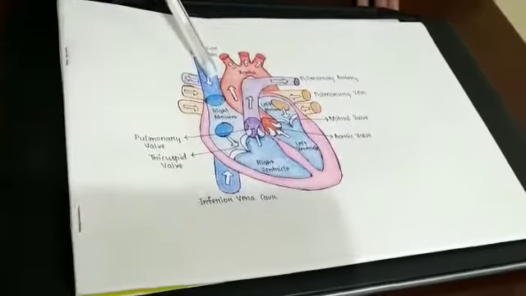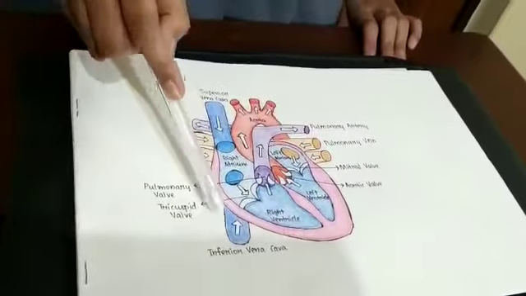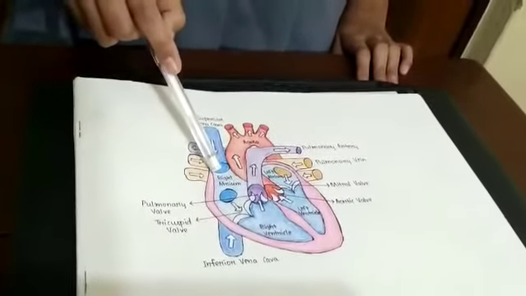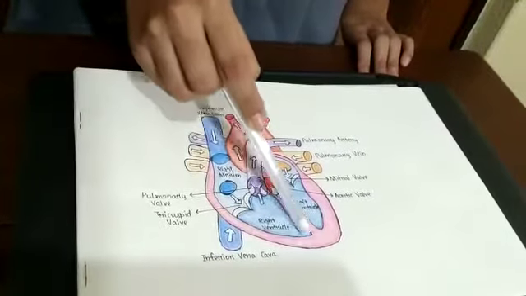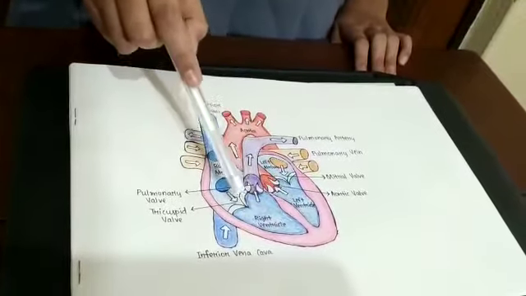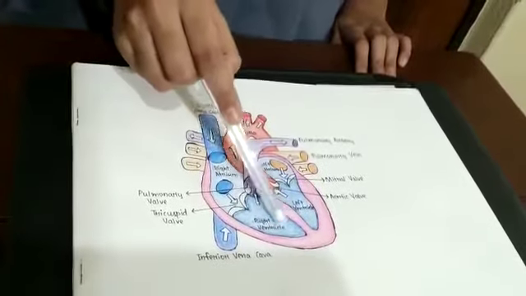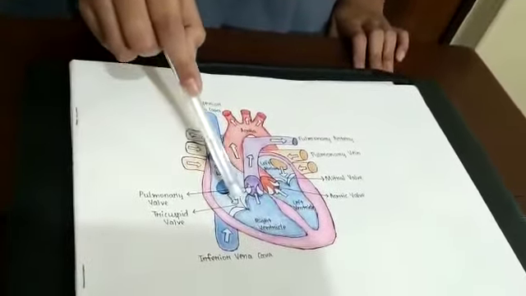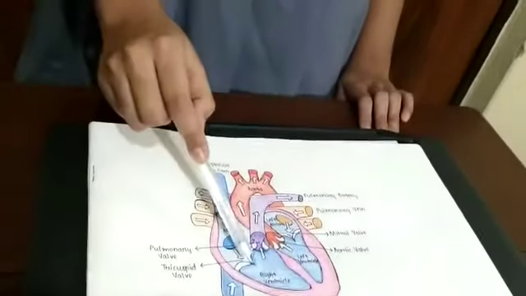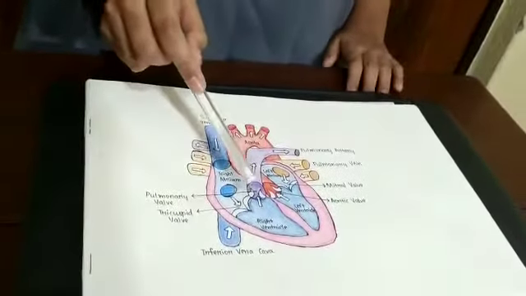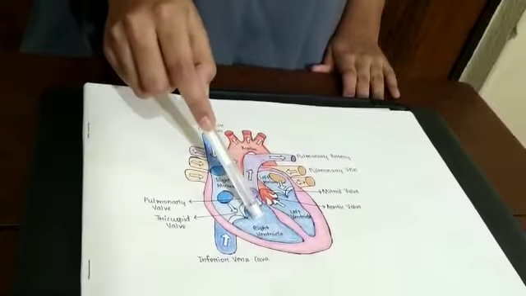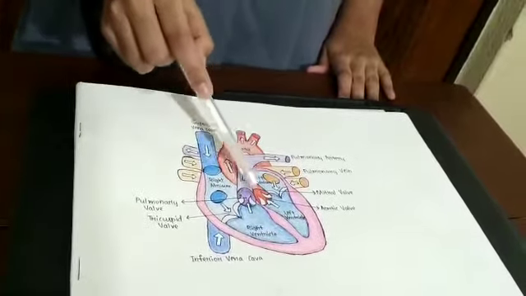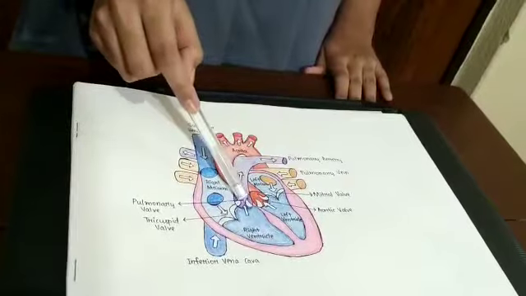Through the superior vena cava and inferior vena cava, the deoxygenated blood from our body goes to the right atrium, then it reaches the right ventricle. When the right ventricle becomes full, the tricuspid valve automatically closes. And then, due to the pumping of the heart, the deoxygenated blood from the right ventricle goes to the pulmonary artery through the pulmonary valve.